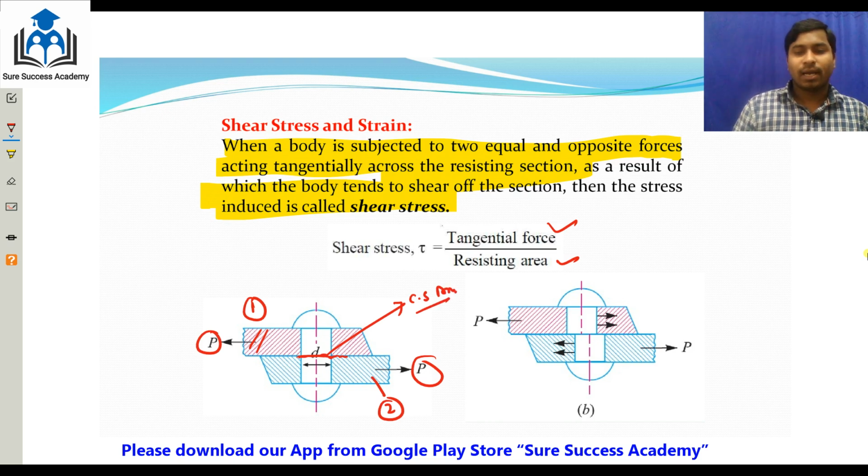The load is acting parallel to the cross-sectional area, or tangentially. Then what will happen? This will shear off. Shear off means the rivet will become two pieces.